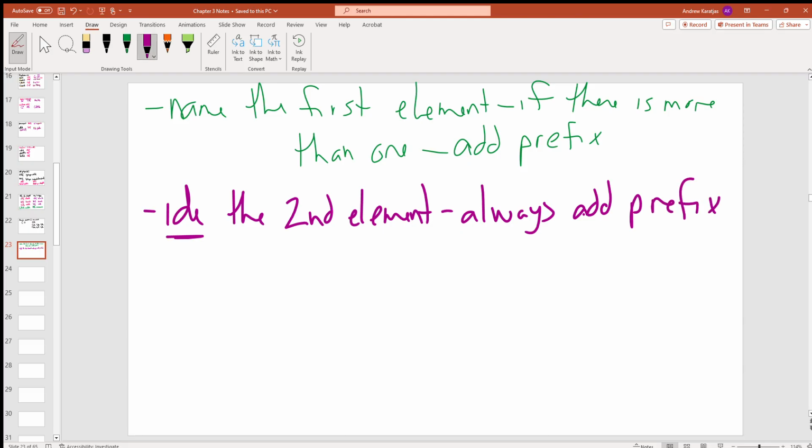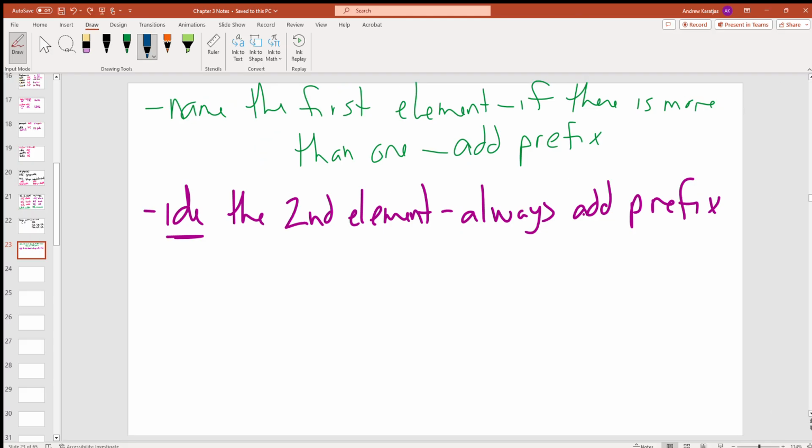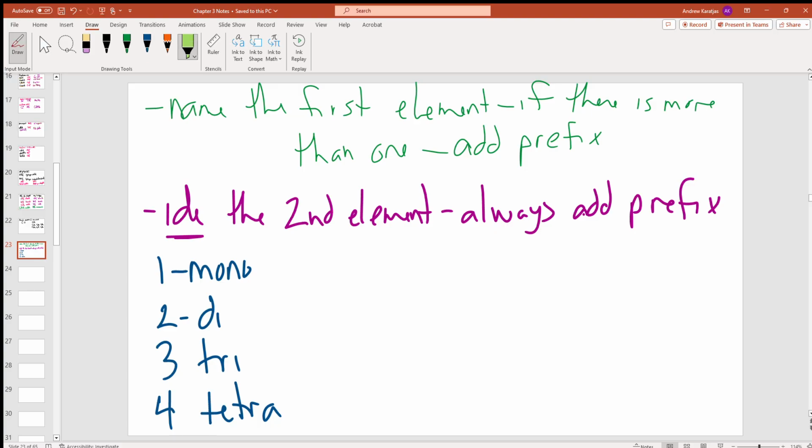All right, what are these prefixes? Some of these you probably know, most likely from, say, a math class. Some of them are a little harder. One is mono. Two is di. Three is tri. Four, and this is the one that trips students up more than any other. Four is tetra.